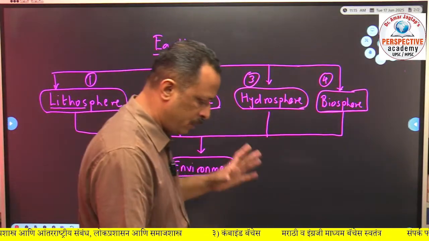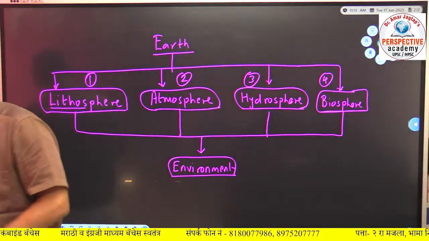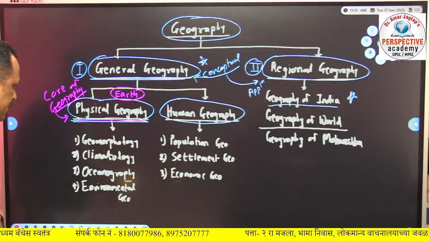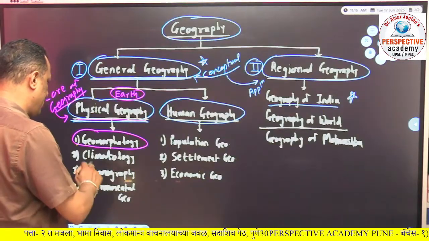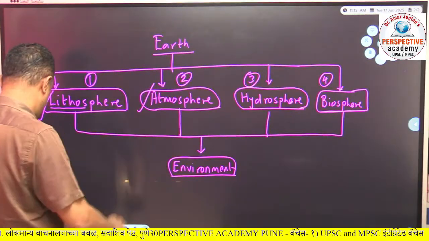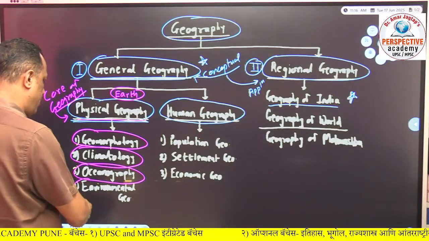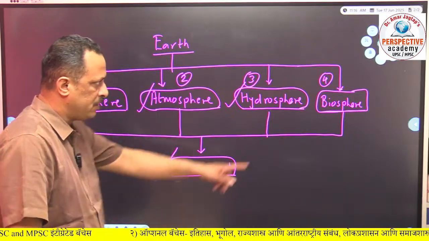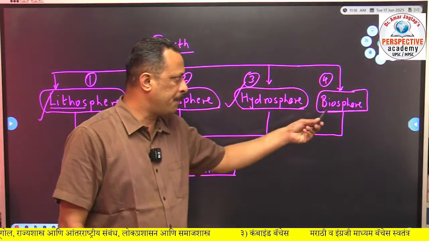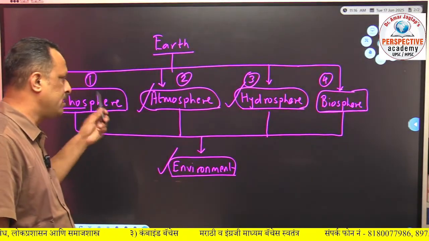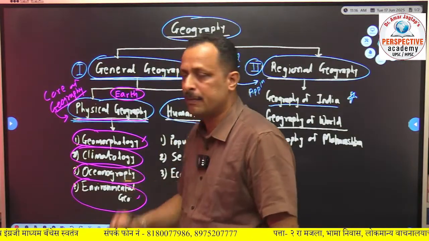So when we study earth, we are expected to study all these five components: lithosphere, atmosphere, hydrosphere, biosphere and environment. If you check this syllabus, then geomorphology is going to study lithosphere, climatology will study atmosphere, oceanography will study hydrosphere, and environmental geography will study environment. Now this biosphere study is not directly part of our GS syllabus. It is in optional. In GS, some topics of biosphere are covered in environmental geography and a few in geomorphology. So indirectly this component is also present in our syllabus.